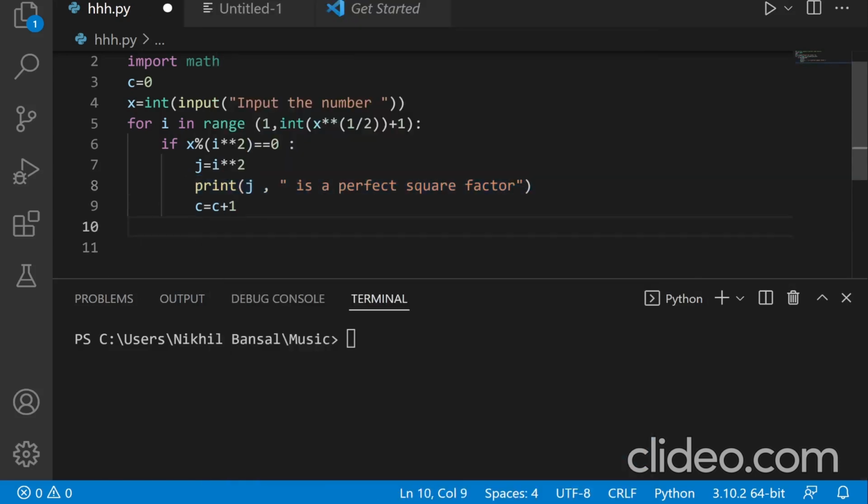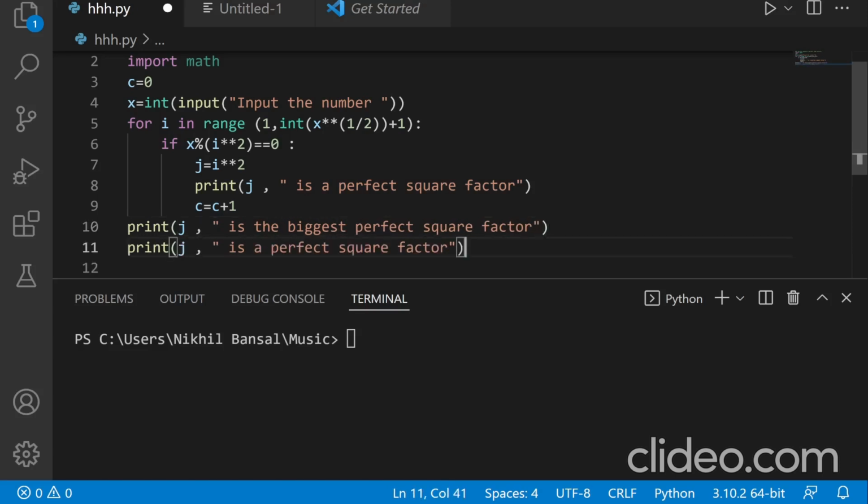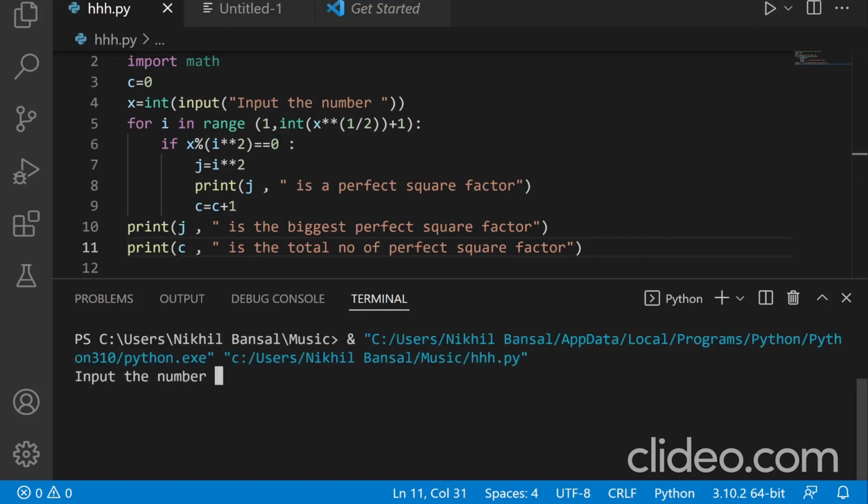Next, I need to come out of the loop and I will again print j. The last value stored in j is the biggest perfect square also. Now I will print c. c is the total number of perfect square factors. I hope we are done with it and I hope it's okay with you also. I square, I hope you have understood that. If there's any issue, please write in the comment box.